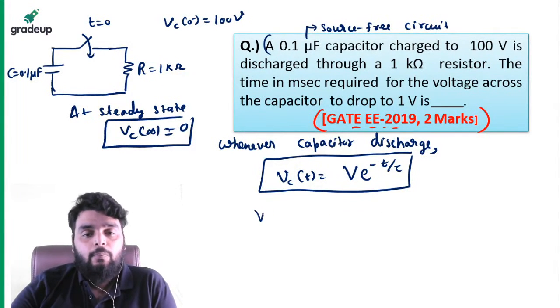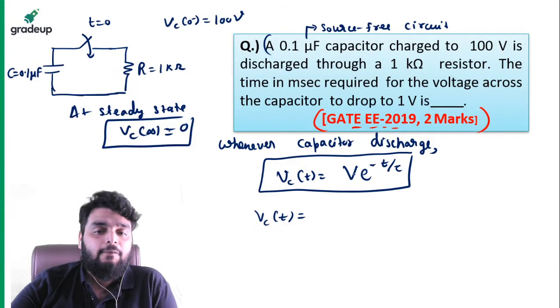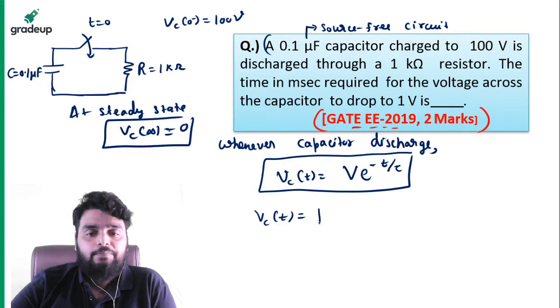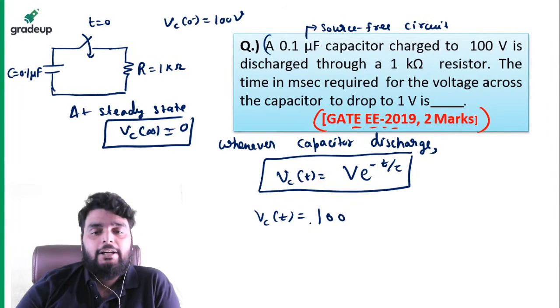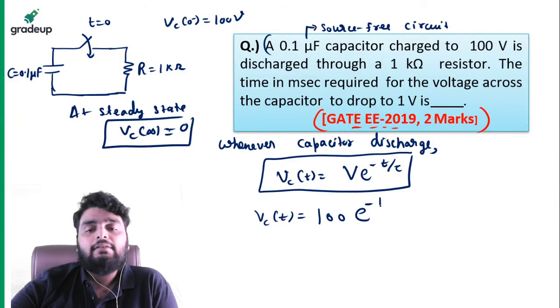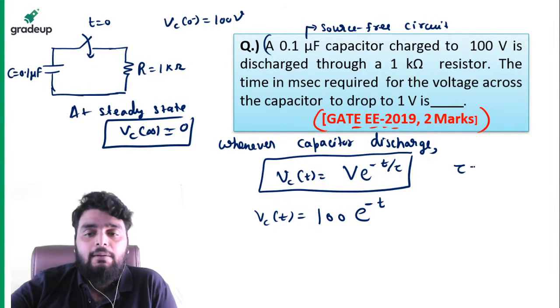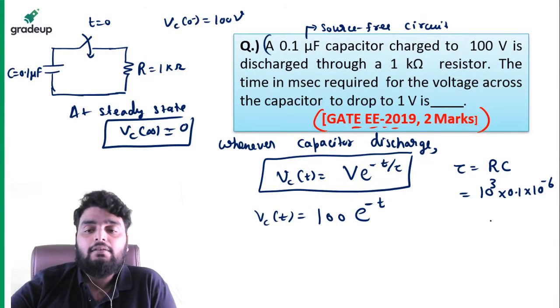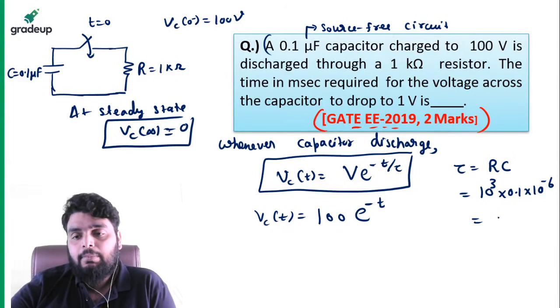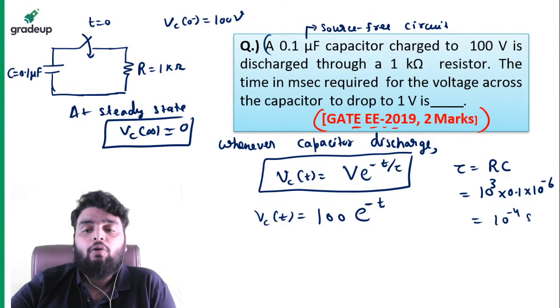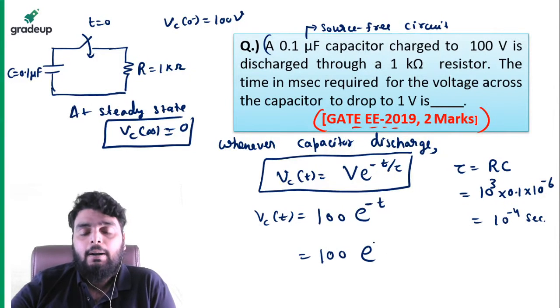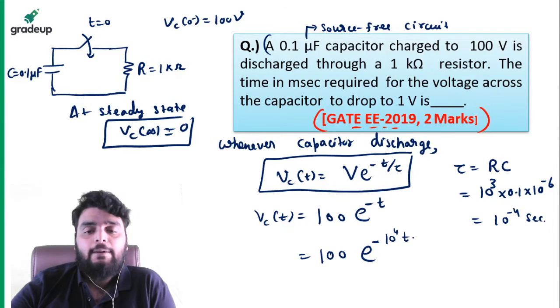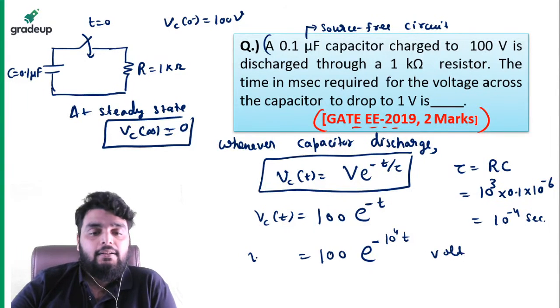Right guys. So now what is the capacitor voltage for this equation? V is the initial voltage which is 100, e raised to power minus t by tau. Now tau, the time constant, is equal to RC. R is 10 raised to power 3, C is 0.1 times 10 raised to power minus 6. So let me see what happened. 10 raised to power minus 4 second. So I can write it comes out to be 100 e raised to power minus 10 raised to power 4 t volt. Yes or no? This is the capacitor voltage.